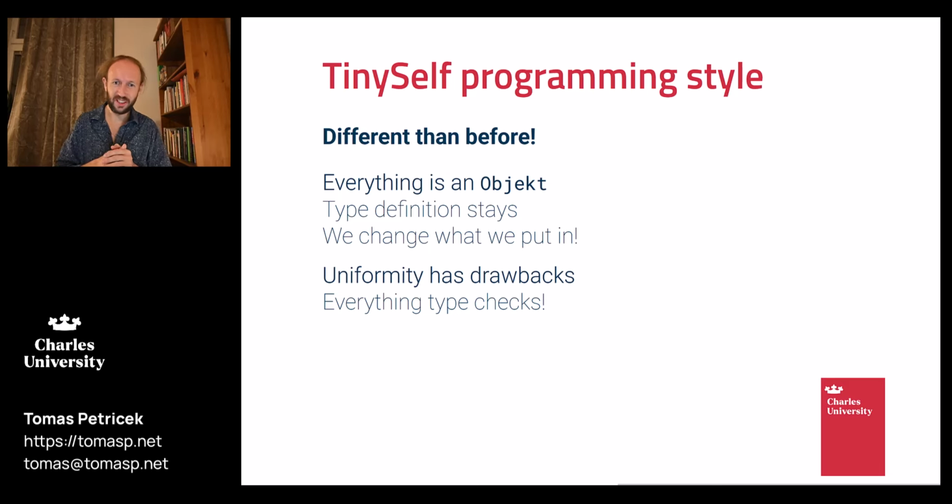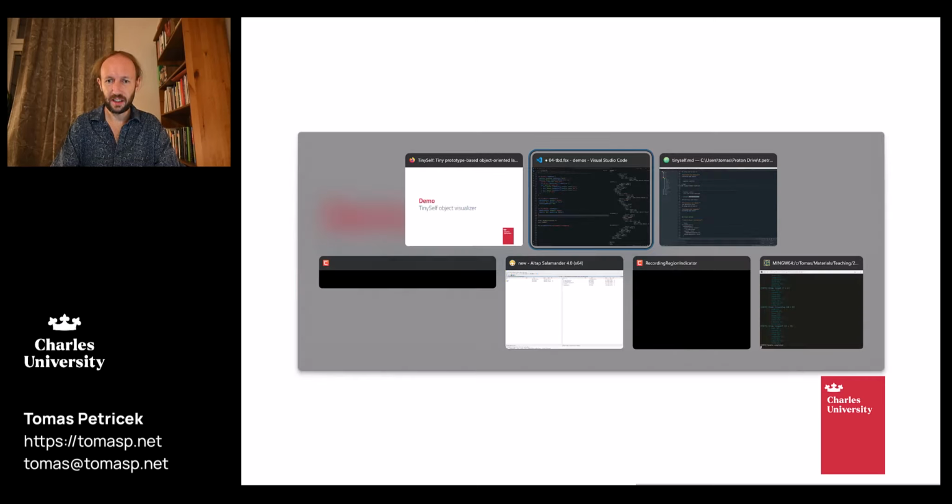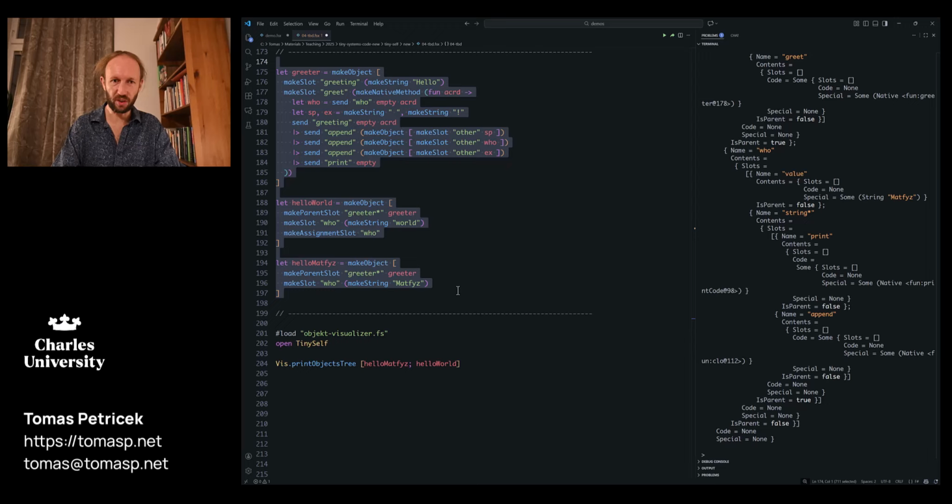This uniformity, of course, has drawbacks. In particular, it means that everything will type check. If you put a wrong thing in your object, it will still compile and you will be able to run your code, but you will get some strange runtime error later on because you are expecting an object of a different kind, containing different things. To help with debugging this, the TinySelf task comes with a little object visualizer that you can load and use to see what your objects look like.